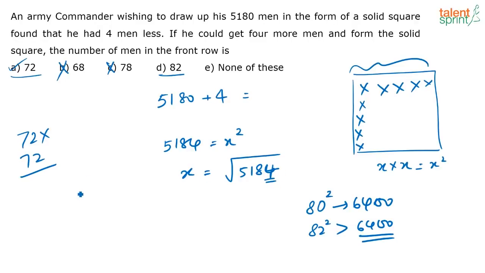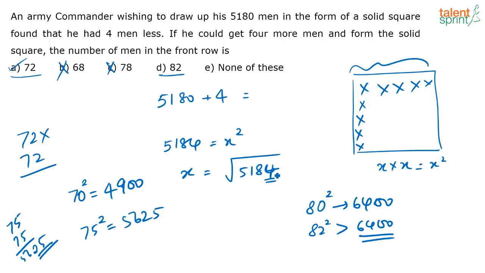The closest square root that you know here between these numbers is 70 squared, which is 4900. Similarly, what is 75 squared? 75 into 75 is 5625. We again learned how to calculate 75 squared in our speed maths class. So you know 75 squared is 5625. So your 5184 has to be between these two, correct.